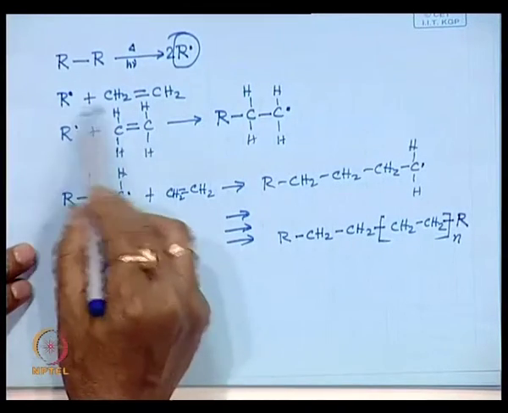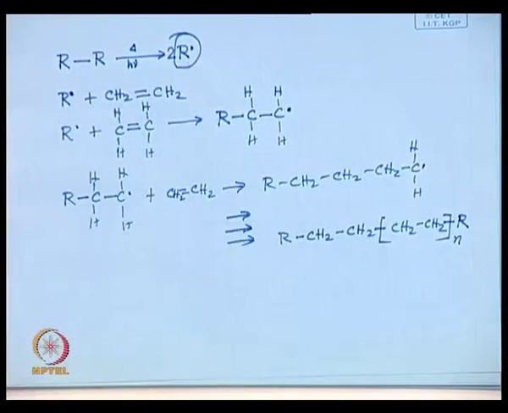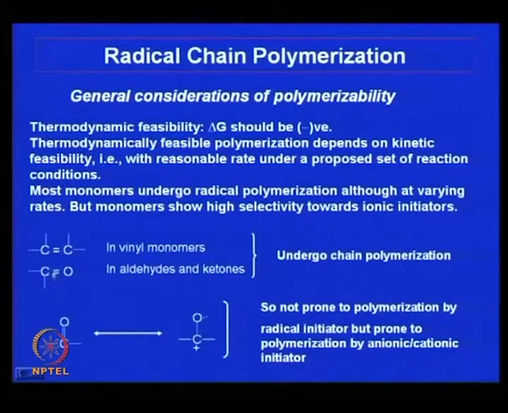Now, this situation let us examine where this kind of situation can happen. Let us examine. You look at this monomer, it is a vinyl monomer where this unsaturation is present. Now, this is a ketonic group C double bond O, that means pi electrons are present over here. Now, these kind of molecules can undergo chain polymerization. How? I have shown over here.